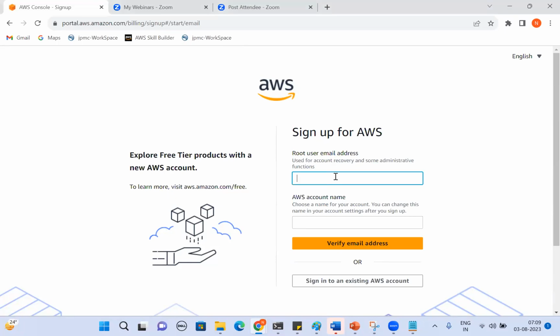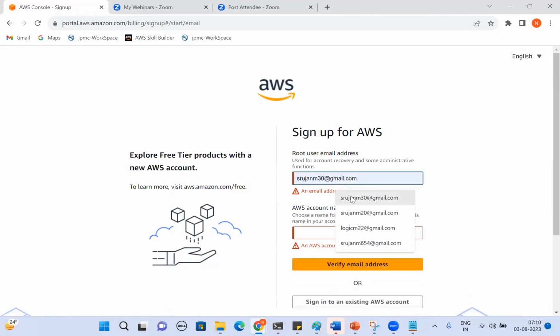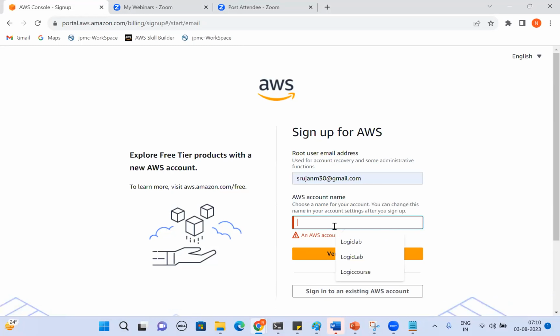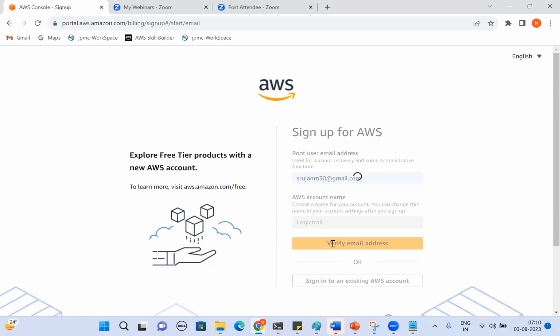All right. So here you give an email ID of your own. Okay, and you can give a name for it. Let's say, I would say like Rick Trail. Okay, verify the email.